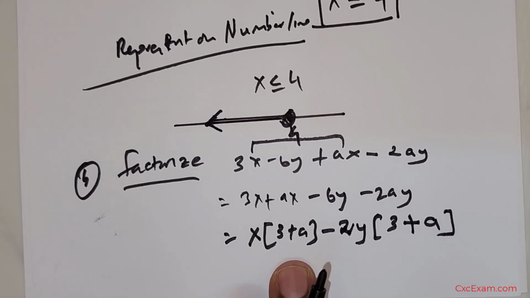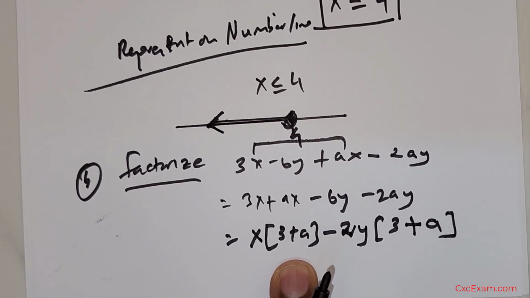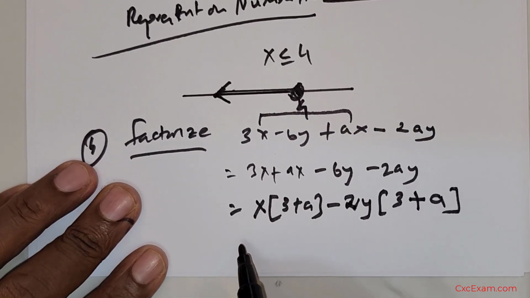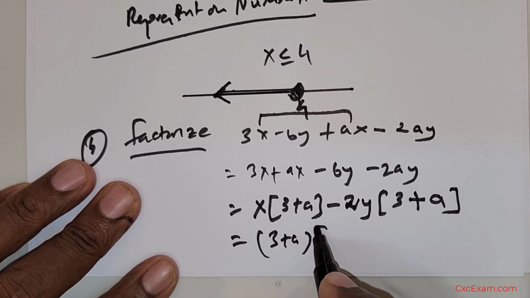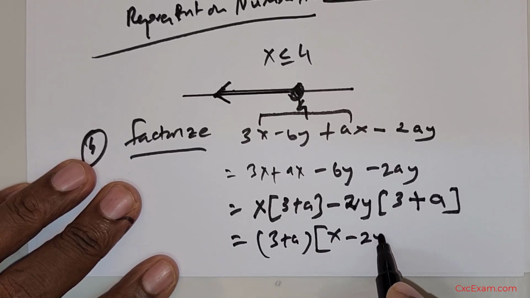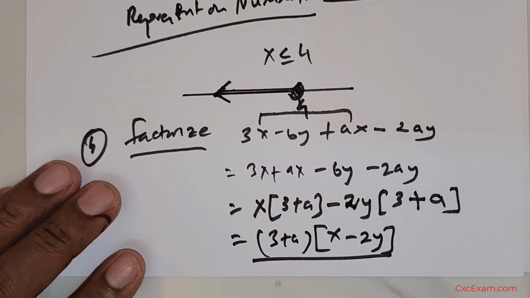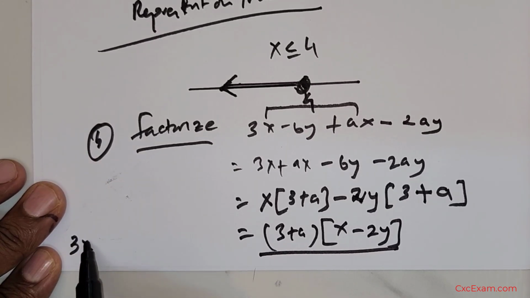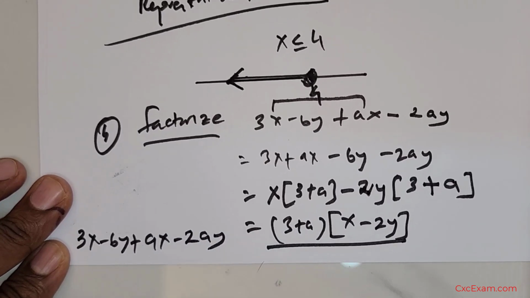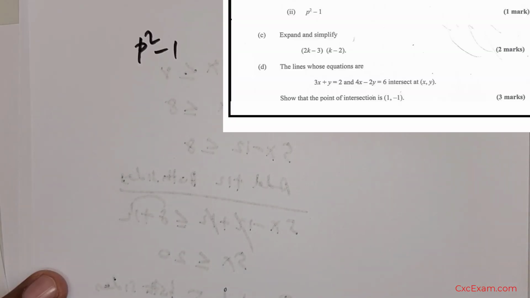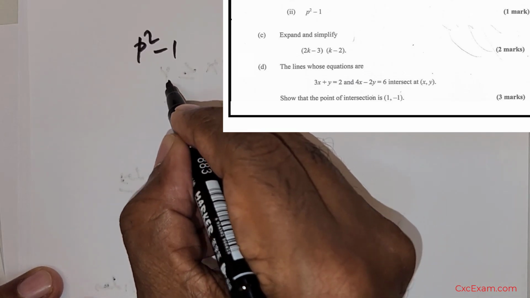Okay, so you need to be a little bit careful in factorizing. So (3 + a) can be taken out, and that would give me (x - 2y). So this is a factored form of 3x - 6y + ax - 2ay. So that's the solution. Now we have to factorize p² - 1.